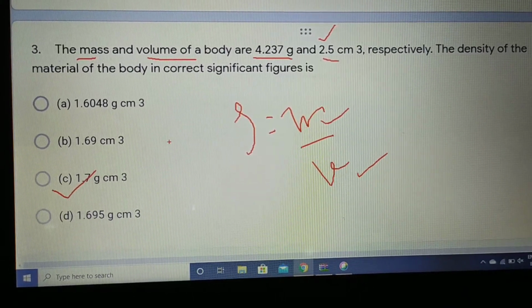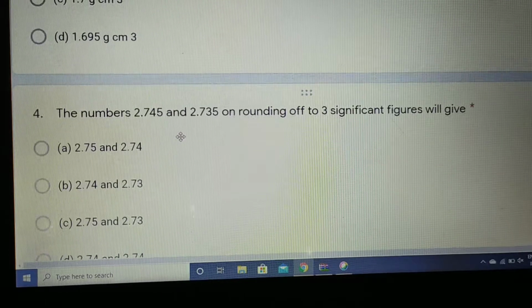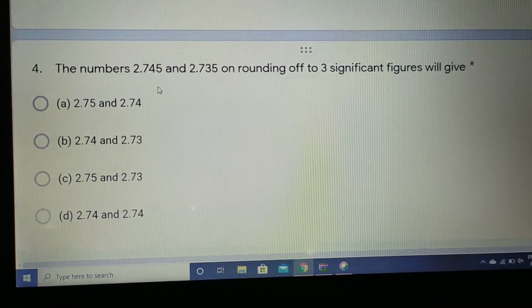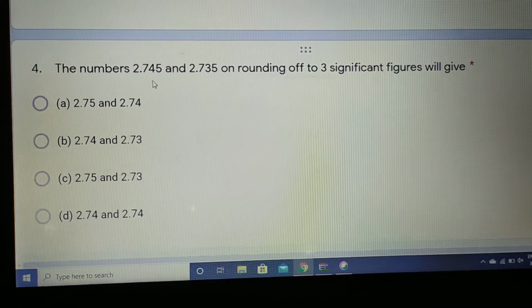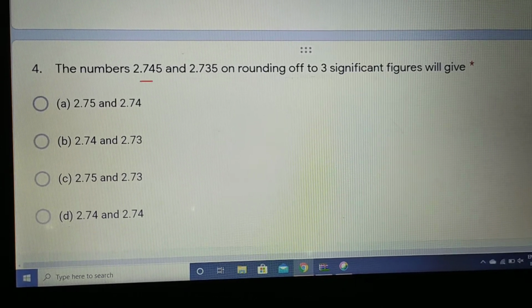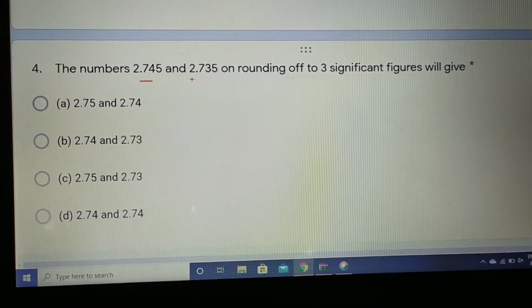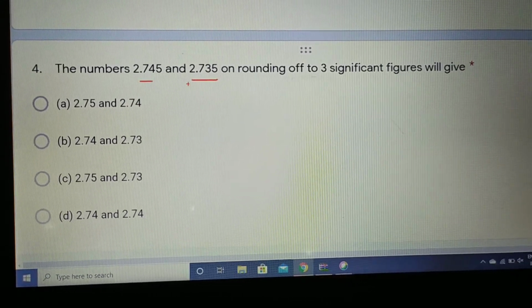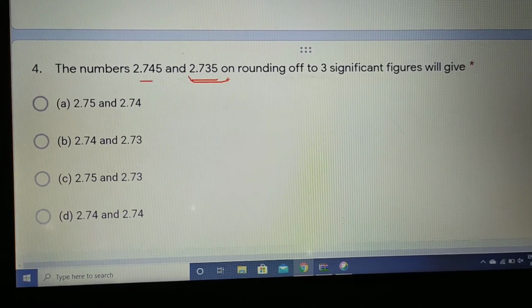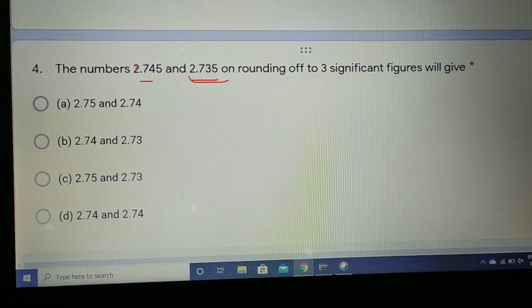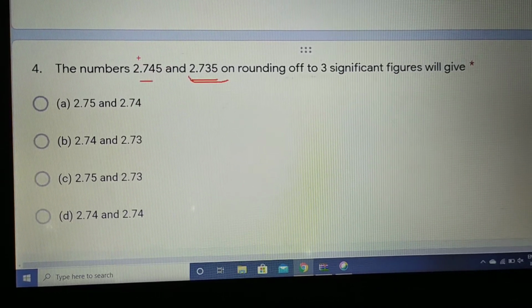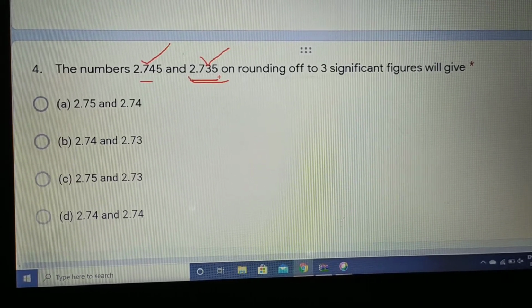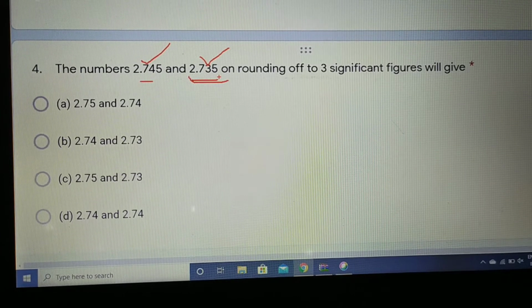Now let us move to the next question. The numbers given to us are 2.745 and 2.735. On rounding off to 3 significant digits, what will they give? We have to round off these two numbers up to 3 significant digits. First of all, let us see how many significant digits these numbers are having. The first number is having 4 significant digits, and the second number is also having 4 significant digits. We have to round off both the numbers to 3 significant digits.